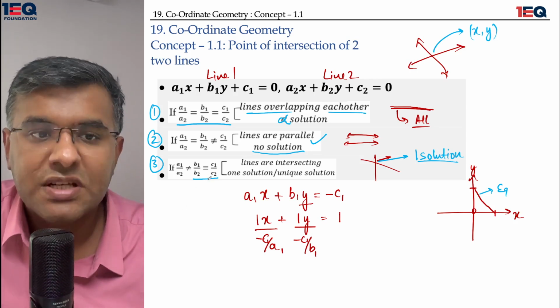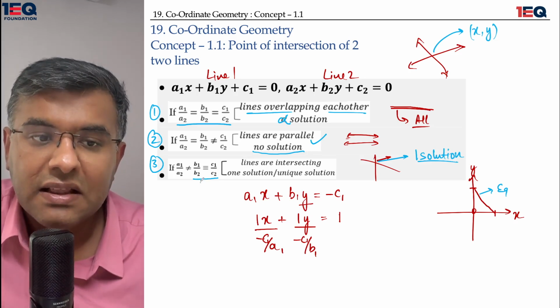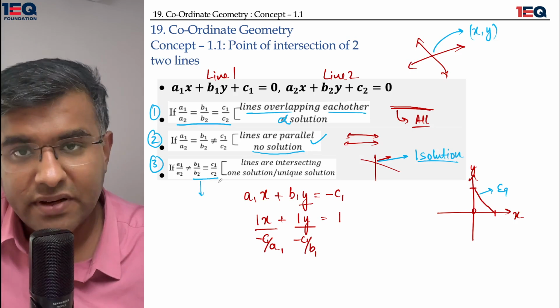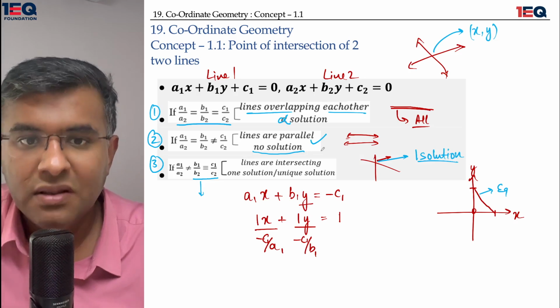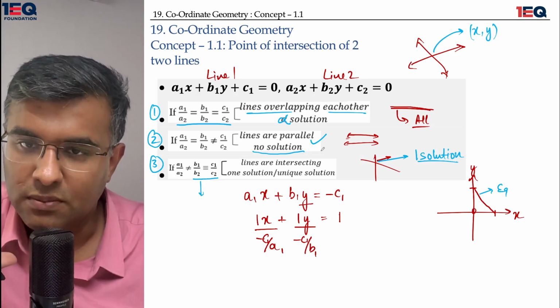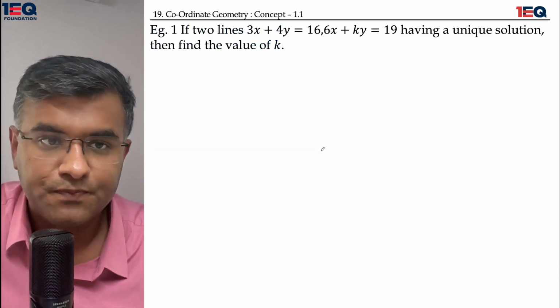And in that situation, I need not solve the lines. I can easily say that if b1 upon b2 is equal to c1 upon c2, that means there must be one solution. I hope this is clear. Let me take you to the questions now.